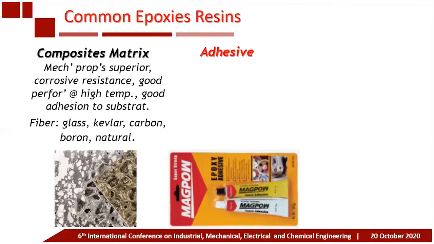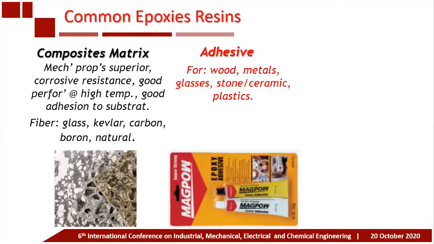On the other side, epoxies can be found as adhesives. For example, in commercial adhesives like the brand MACO, this adhesive can be applied to wood, metals, glass, stone or ceramics, and plastic as well, and most types of materials. This adhesive can also be rigid or flexible. You can find adhesives that are transparent or colored, and the setting can be done with fast or slow curing.